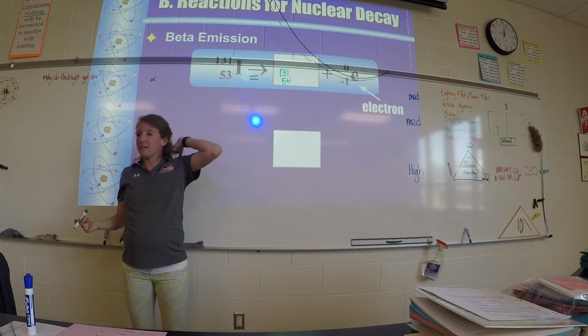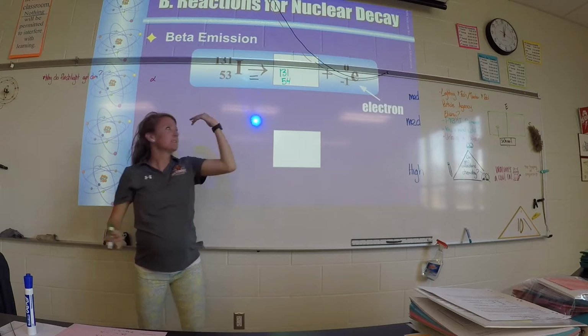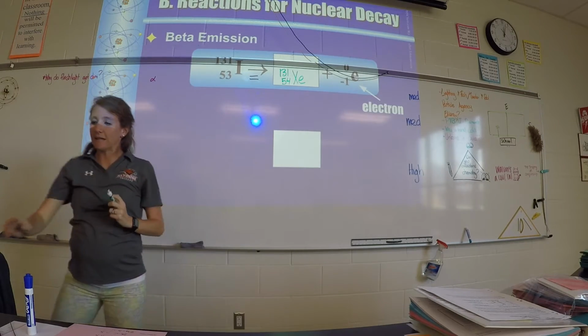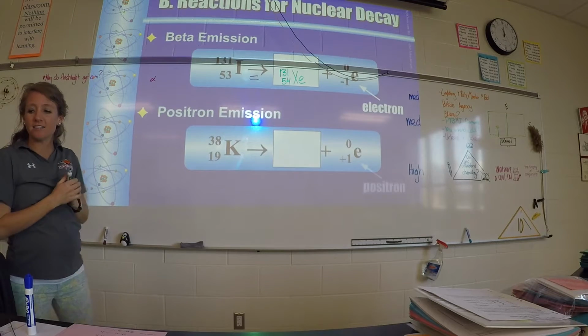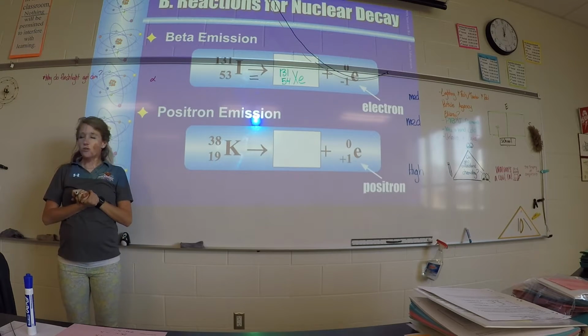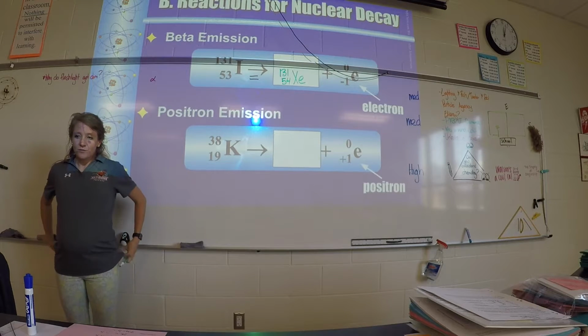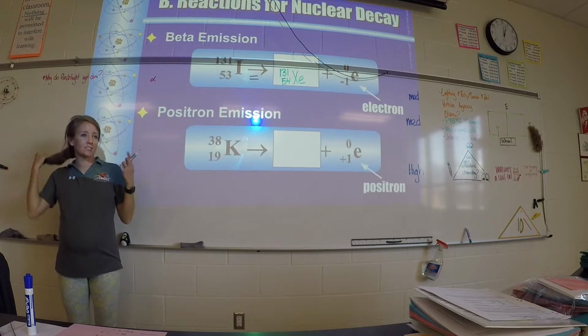Okay? Which means what element have we created? Xenon. Very good. Okay? All right, try this next one. Try the positron emission. Try that one on your own. See if you can fill in that box, then we'll check it. So focus on the top number first.